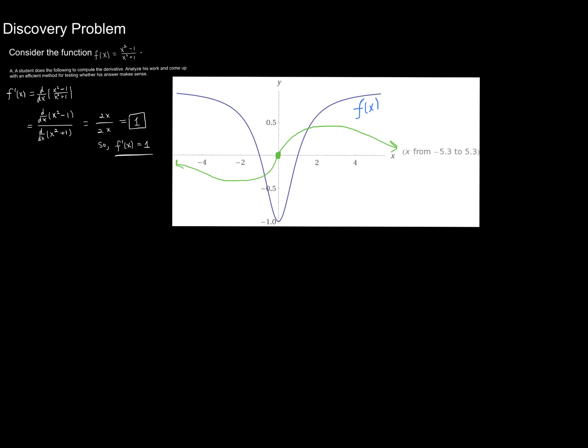What this tells us is that if you have a function which is a quotient of two other functions, and so I have x squared minus 1 over x squared plus 1, this is a quotient. If I take the derivative of the quotient, it is not equal to the quotient of the derivatives, meaning I can't just take the derivative of the numerator and the derivative of the denominator separately and then divide them. So we'll have to come up with a different method.